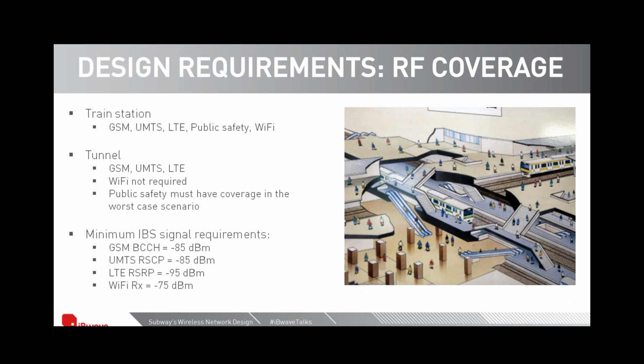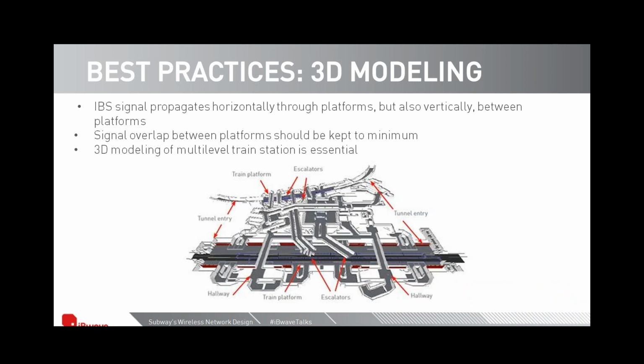For the minimum IBS signal requirements, because train stations are deep underground, there really isn't much of a residual macro wireless signal. So these listed power levels are pretty much what you need to achieve down there. For GSM BCCH is -85 dBm. For UMTS RSCP is -85 dBm, LTE RSRP is -95 dBm, and Wi-Fi signal is -75 dBm. Now onward to best practices.